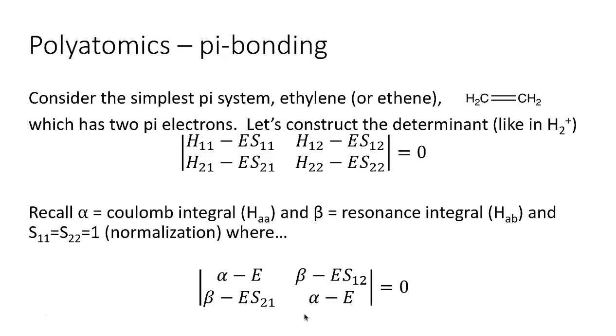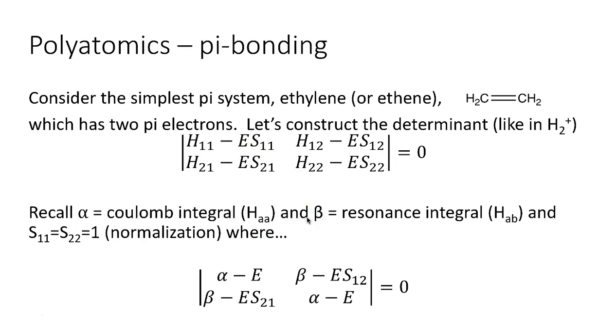Let's look at the simplest pi bonding system, and that's ethene or ethylene, where you have a double bond between two carbons. Notice this is a total of 6 atoms, but we're only considering one bond. So this is kind of like H2 plus. We're just considering that one pi bond. So we construct the determinant just like we did with H2 plus.